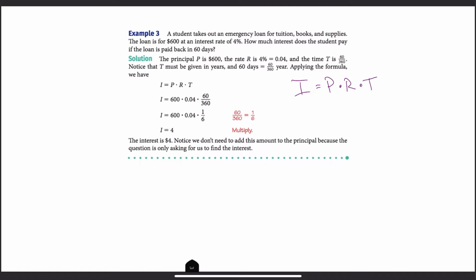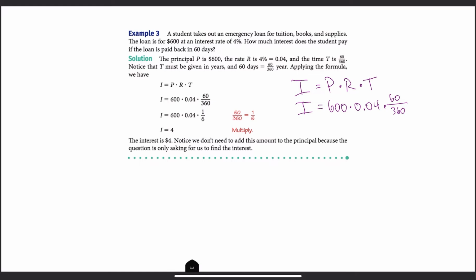So in this case, how much interest is equal to the principal, we know that's $600, times the rate, we know that's 4%, times the time, which in this case is 60 days. And at 60 days, in accounting, they use 360 days in a year, which is a little strange, right? But that's what they use. So 60 days out of 360 days.